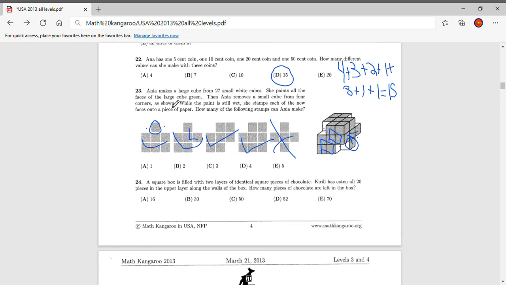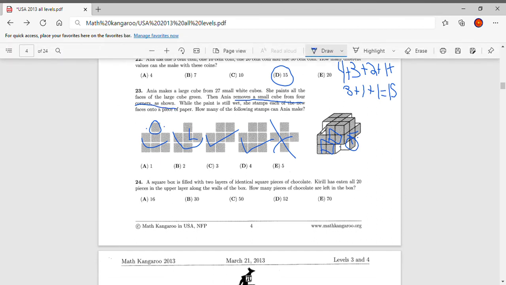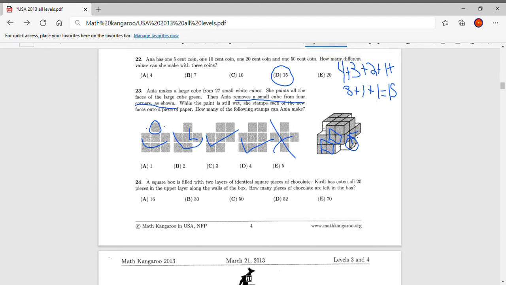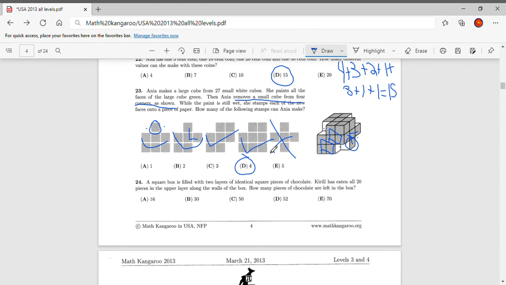that the way she removes a small cube from 4 corners. So where she removes it will have to be from the same side. And as we can see, since there's one here and then two here, that means that it's not going to be all on the same side. So that means it cannot be this. And we see when we count up that there are D of the following stamps that Ania can make.